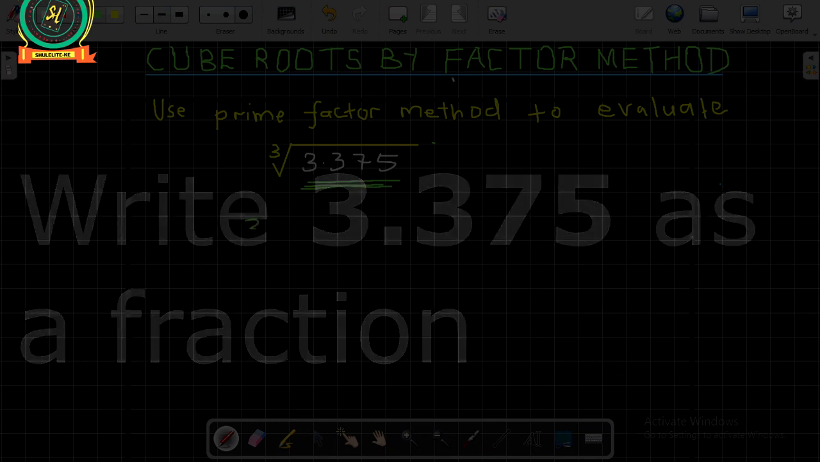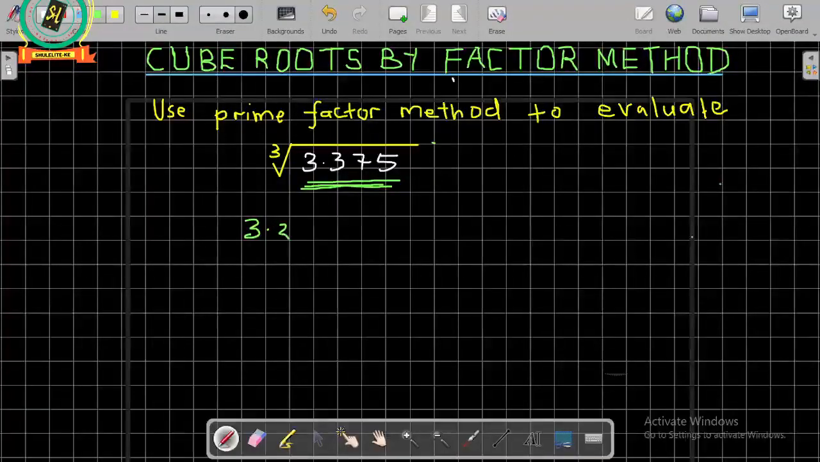So I'm going to take 3.375. I feel when I write it as a fraction, the fraction is going to be 3.375 over something, and you can begin to think what is going to be here at the denominator.